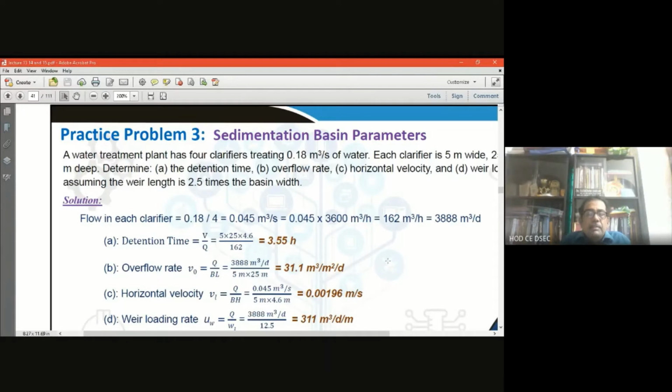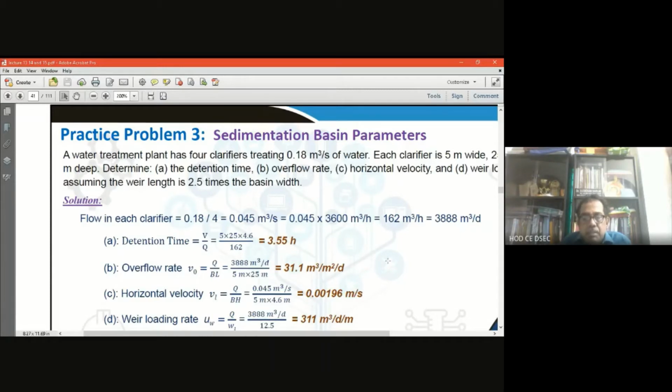What is B? B is the breadth and H is the height. So that B into H has to be taken because the perpendicular to the horizontal velocity is the vertical plane. So you have to take in this case B into H. It is given in the question.